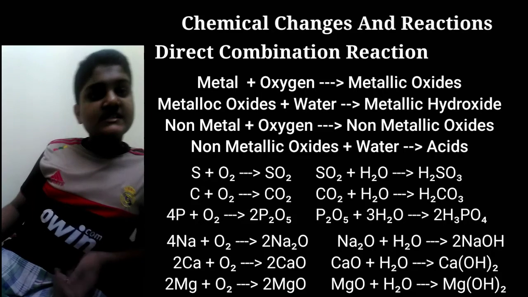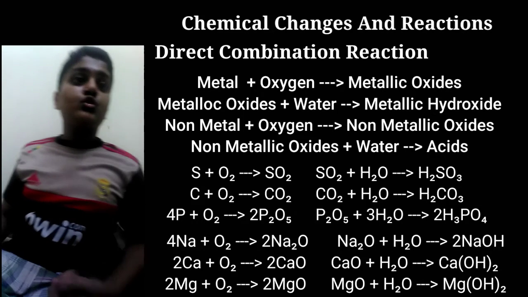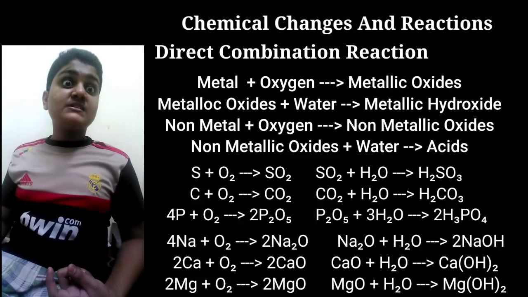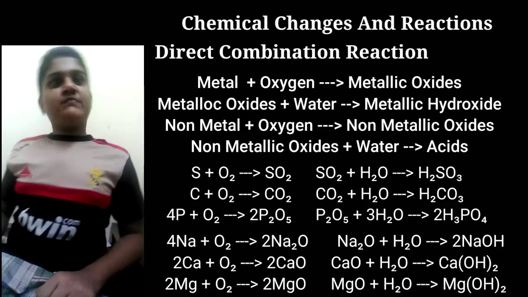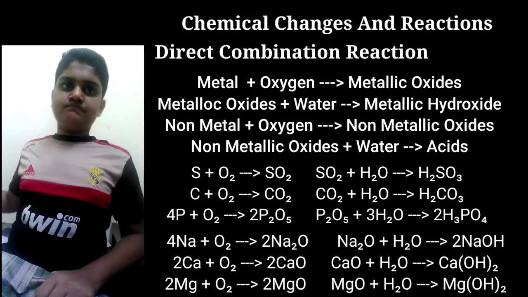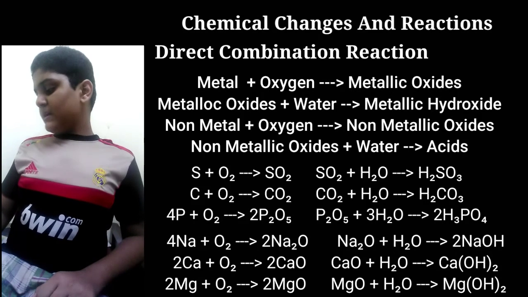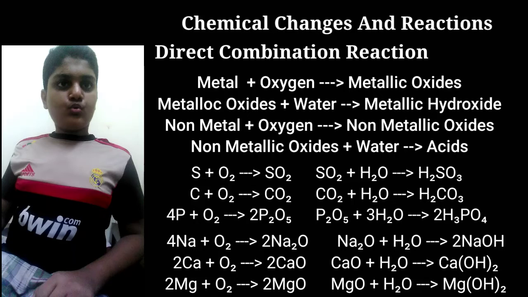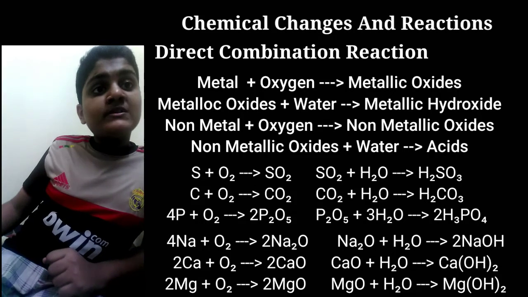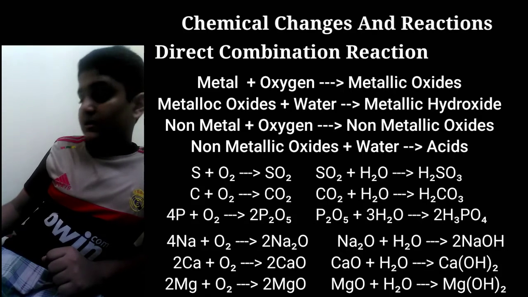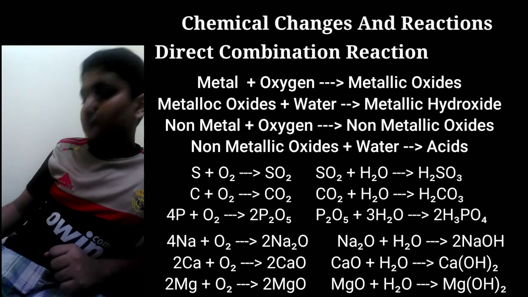Next is calcium. Ca plus O2 gives CaO, not Ca2O. Why? Because both of the valencies are 2, they get cancelled and it becomes CaO. Balanced: 2Ca plus O2 gives 2CaO. Next is magnesium. Mg plus O2 gives MgO, magnesium oxide. 2Mg plus O2 gives 2MgO.